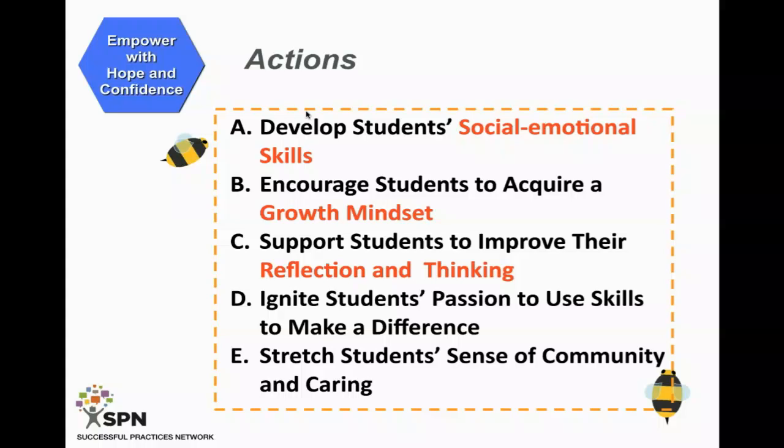The next action is to support students to improve their reflection and thinking. We often refer to this as metacognition. Do we have students move beyond just getting the right answer to think about how they went about arriving at that answer, and when they make mistakes or errors in judgment, to think about how they can improve that process?